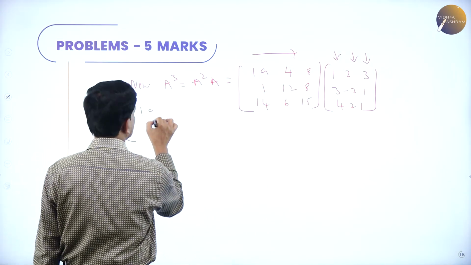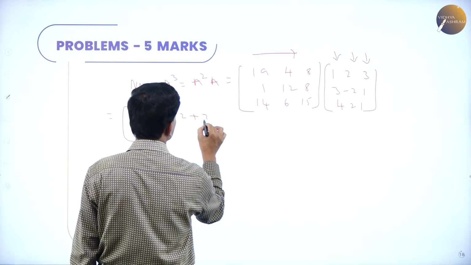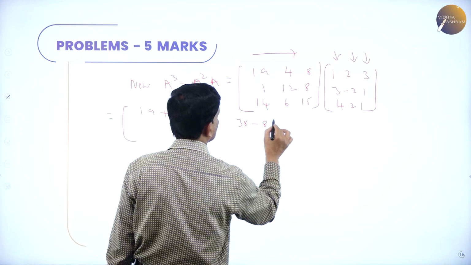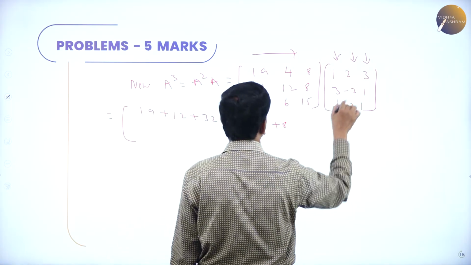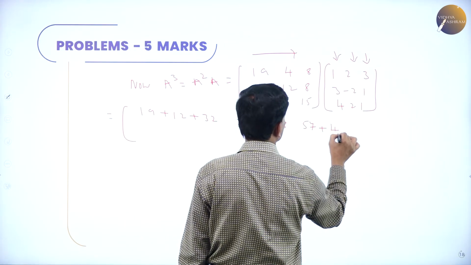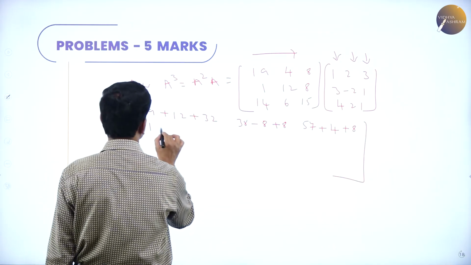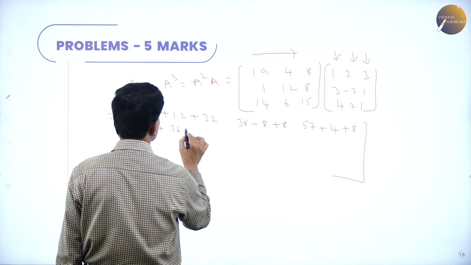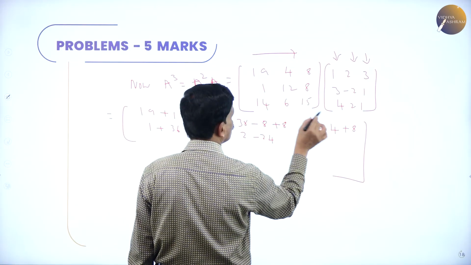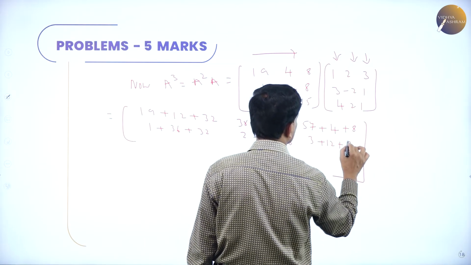So, 19 1s are 19 plus 4 3s are 12, again 8 4s are 32. Now, let us take the second row. 19 2s are 38 minus 4 2s are 8 plus 8 1s are 8. Again same row, 19 3s are 57 plus 4 1s are 4 plus 8 1s are 8. Now, multiply second row. 1 ones are 1 plus 12 threes are 36. Again 8 fours are 32. Again same row, second column, 1 twos are 2, 12 twos are 24 plus 8 twos are 16. Again 1 threes are 3 plus 12 ones are 12 plus 8 ones are 8.